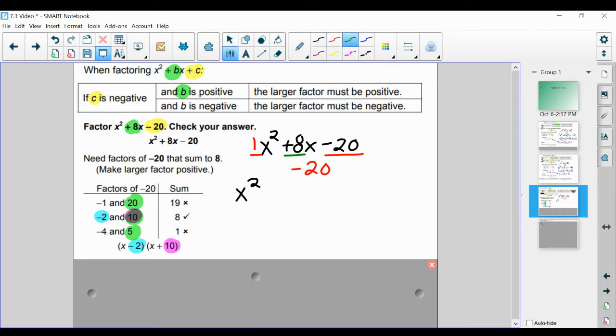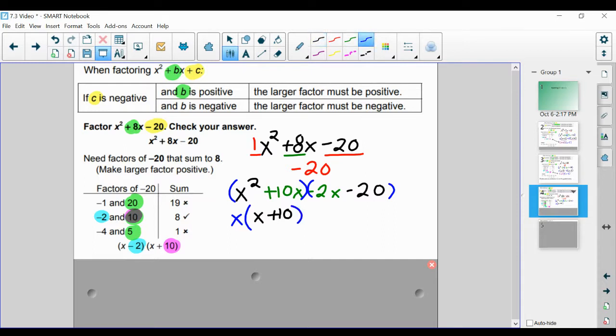We have x squared plus 10x minus 2x minus 20. Our goal is to group and then have the same parentheses inside. So if we're looking at this first set, we have x squared plus 10x. We can factor out an x, and we're left with x plus 10. Our goal is to get x plus 10 in the second set.